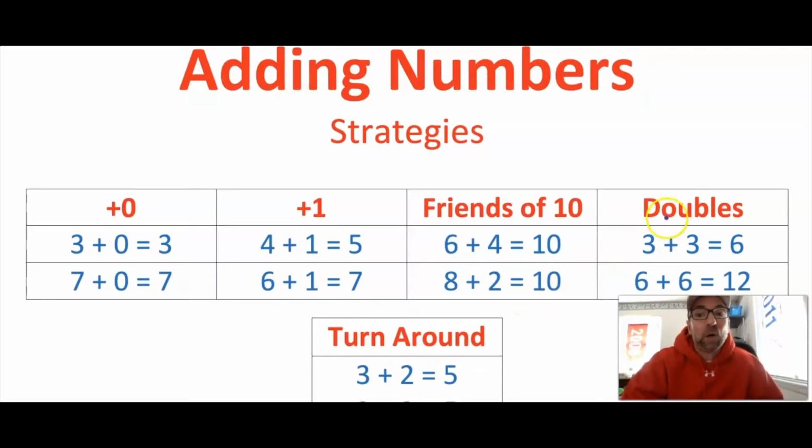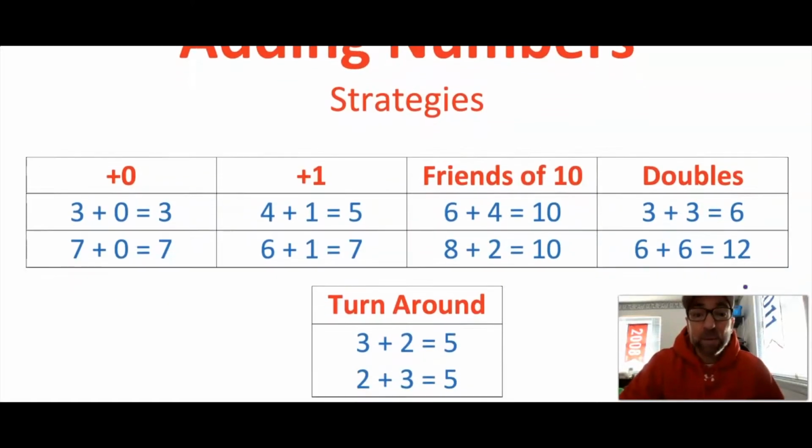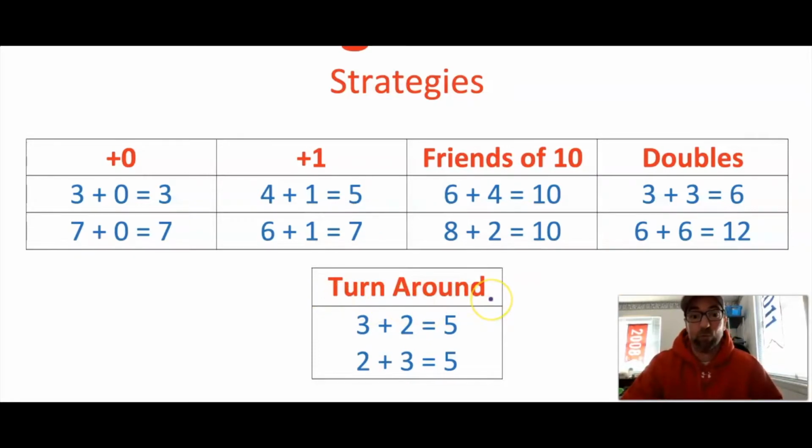And we recently started learning our doubles facts. 3 plus 3 equals 6. 6 plus 6 equals 12. Our doubles facts, of course, are when both of our numbers that we're adding together are the same. And we also learned the turnaround rule. How we can have a number like 3 plus 2 equals 5, and we can turn it around and make 2 plus 3. And it still equals 5, no matter which way we write it. So those are 5 really big strategies that help us become really good at adding numbers.